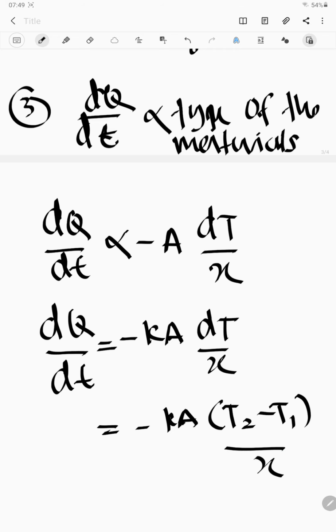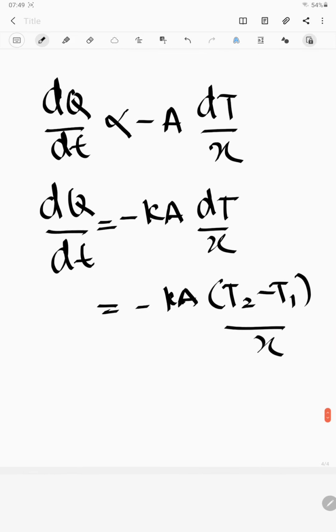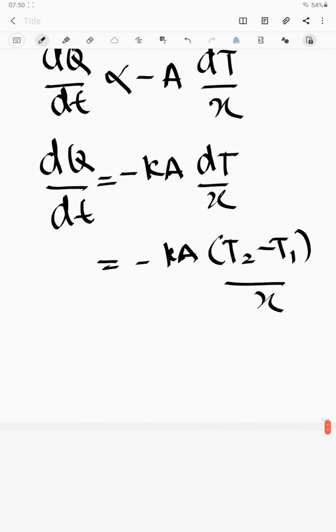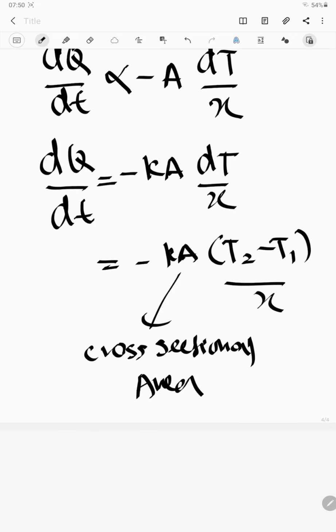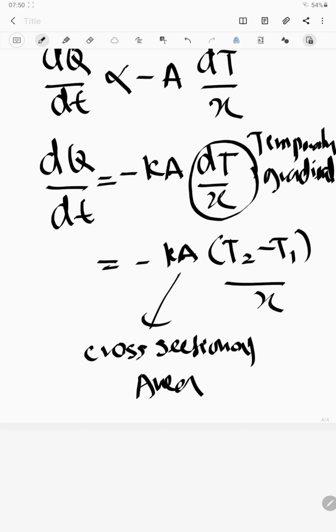Okay, and then dQ over dt is the rate of heat flow. A is the cross-sectional area, and then dT over x is the temperature gradient. Okay, and then k is the thermal conductivity.